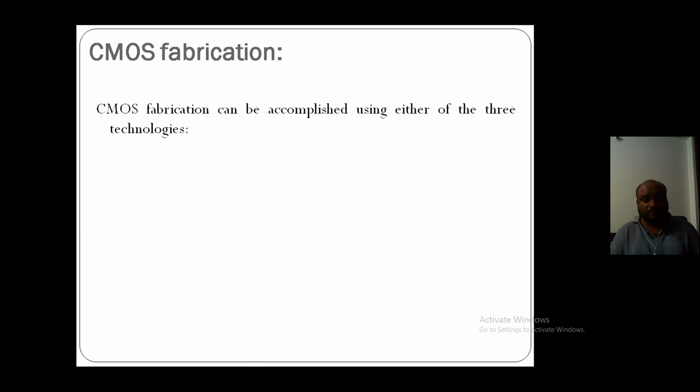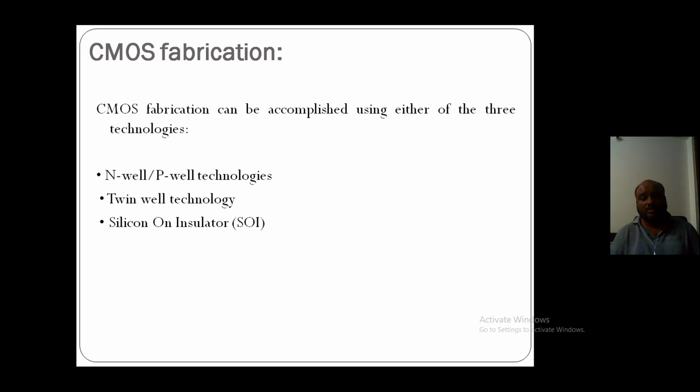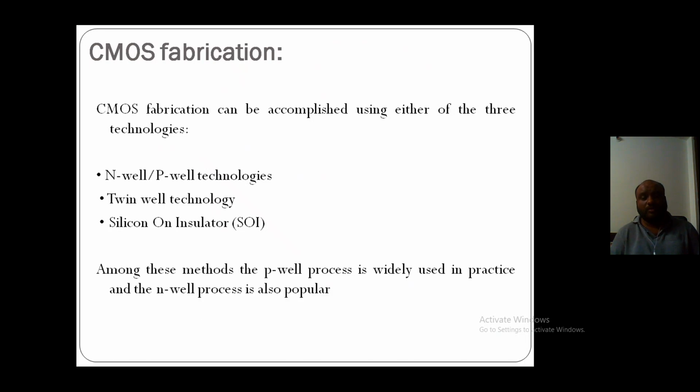So a very important fabrication process is NMOS fabrication. Why? Because NMOS fabrication forms the basis and it is the fundamental route towards any fabrication process. Only through a few extra steps and masks can we do CMOS fabrication compared to NMOS. So we will be focusing on the extra steps and extra masks while summarizing this CMOS fabrication process. Basically, CMOS fabrication can be accomplished using any of three technologies. One is N-well or P-well technology, one is twin well technology, and the other is silicon on insulator technology. Among these methods, the P-well process is widely used in practice and the N-well process is also popular.